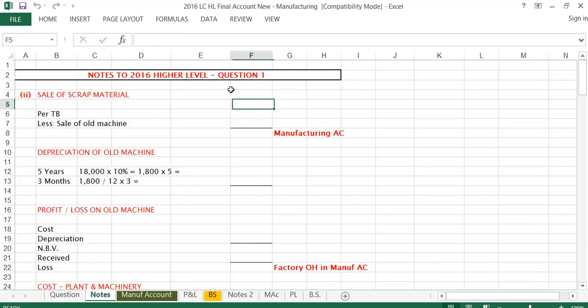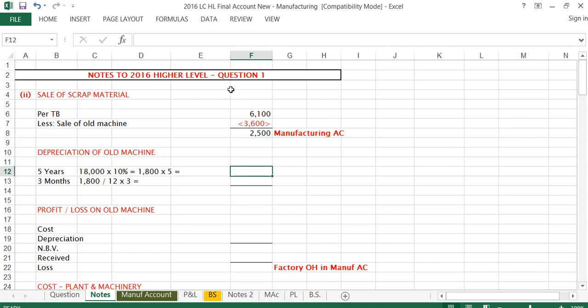The first note we need to do is sale of scrap material. Per the trial balance, the sale of scrap material is 6,100. Now the sale of the old machine should not be included in the sale of scrap material, so we need to take out 3,600 for the sale of the old machine, which leaves us with sale of scrap material of 2,500, and that will go on a line of its own in the manufacturing account.